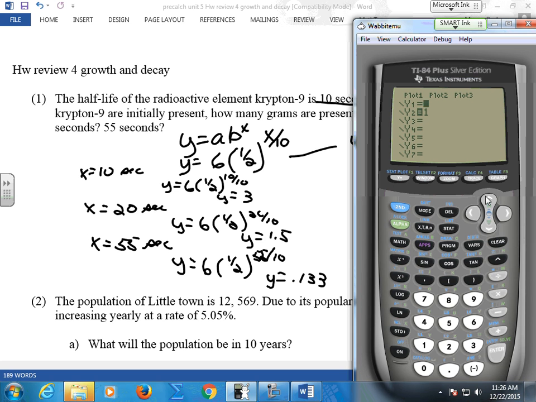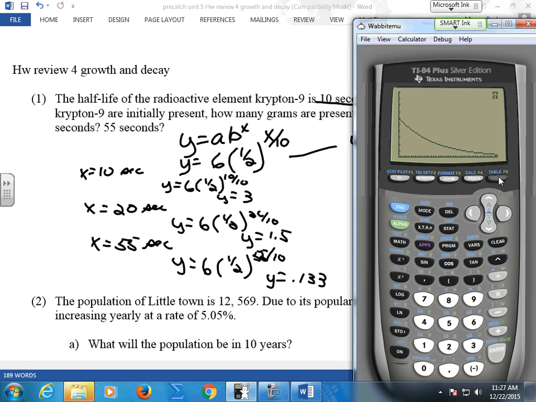So when I do this, I'm just going to put in my 6 times 1/2 raised to the X divided by 10. Oops, wrong. X divided by 10. Watch, guys. I don't care what my graph looks like. I don't even care if I couldn't see it. I just need to go to my table.